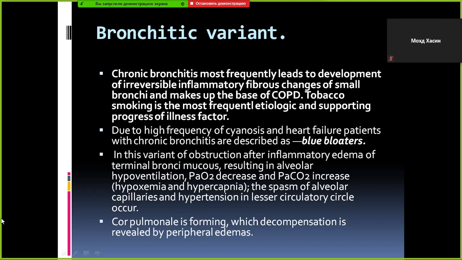Now we're going to talk about the bronchitic variant. Chronic bronchitis most frequently leads to development of irreversible inflammatory fibrous changes, meaning pneumosclerosis of small bronchi, and makes up the base of COPD. Tobacco smoking is the most frequent etiological factor and supports progression of the illness. Due to the high frequency of cyanosis and heart failure, patients with chronic bronchitis are described as blue bloaters, because they have cyanosis and edema due to heart failure.